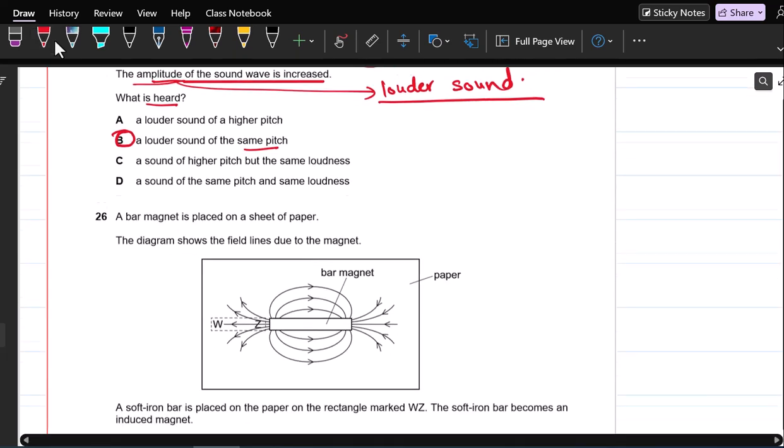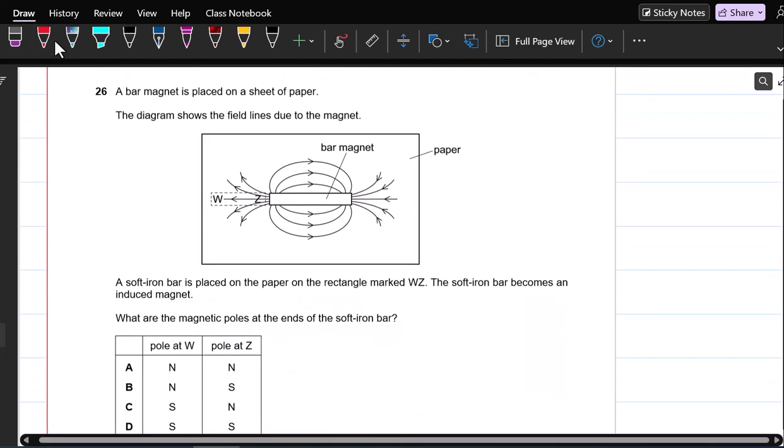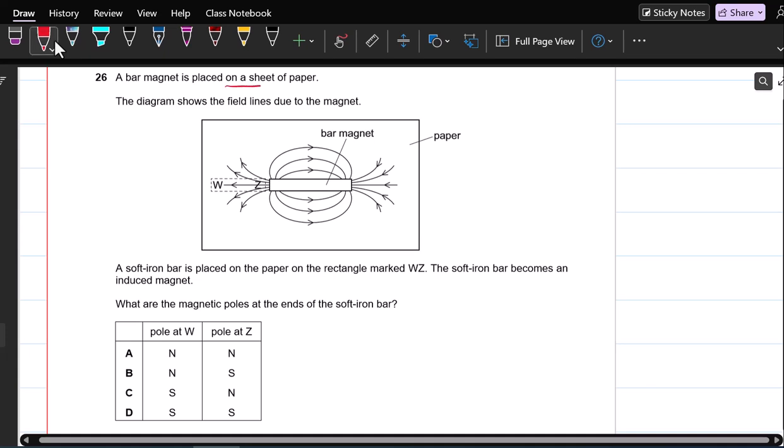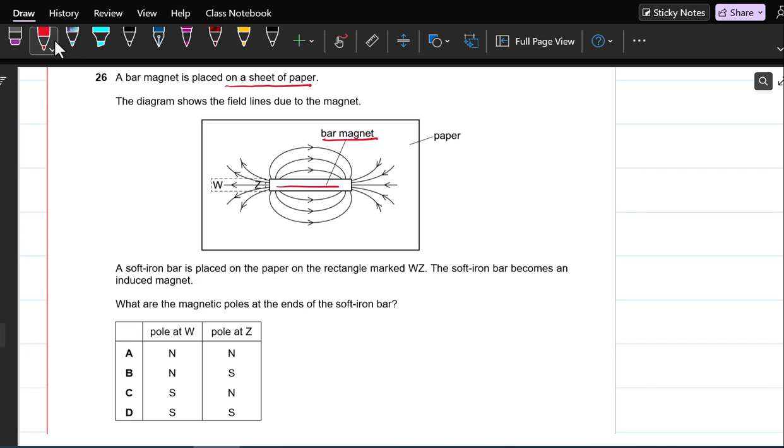Question 26. A bar magnet is placed on a sheet of paper. Here we have a bar magnet. The diagram shows the field lines due to the magnet. A soft iron bar is placed on the paper on the rectangle marked WZ. Here it is. Soft iron bar becomes an induced magnet. Okay, where are the magnetic poles at the end of the soft iron bar?